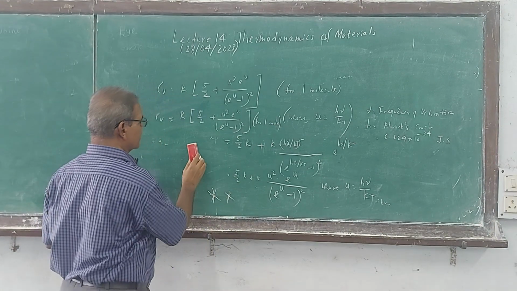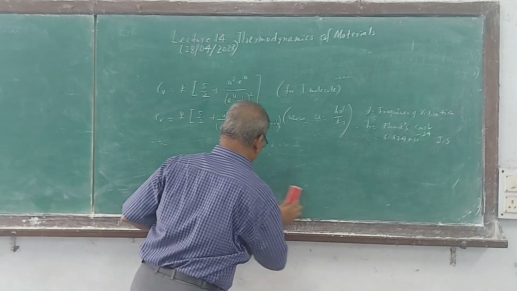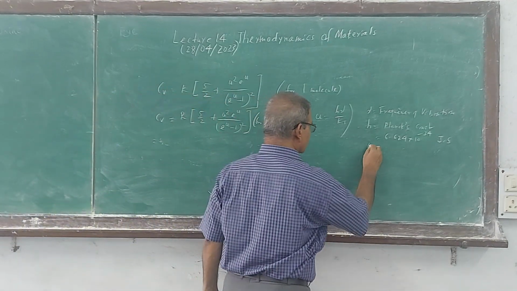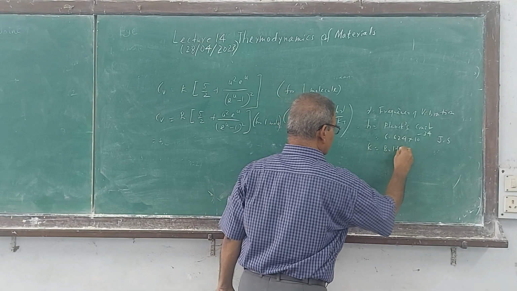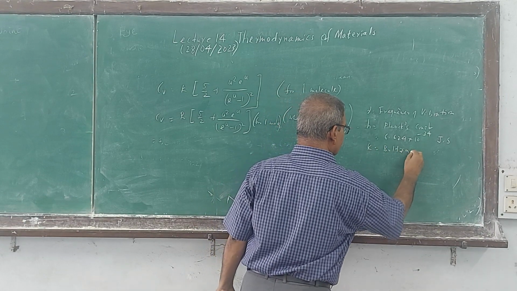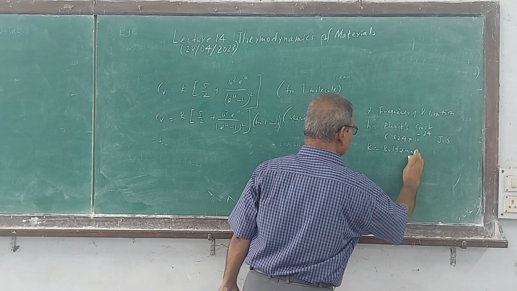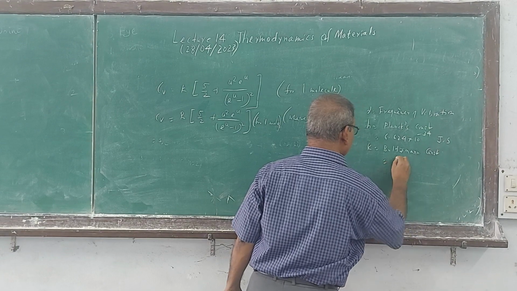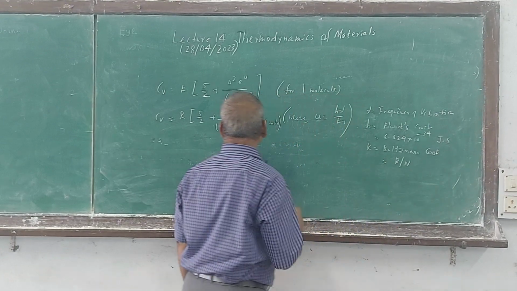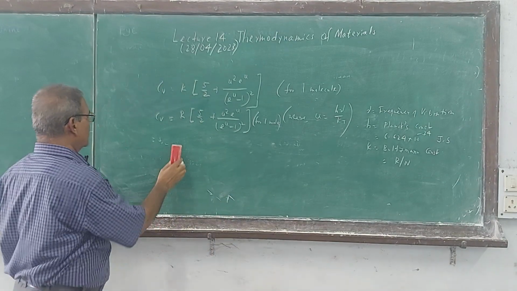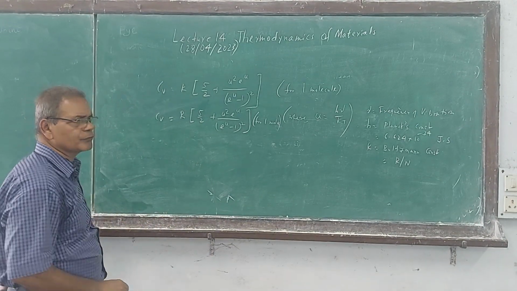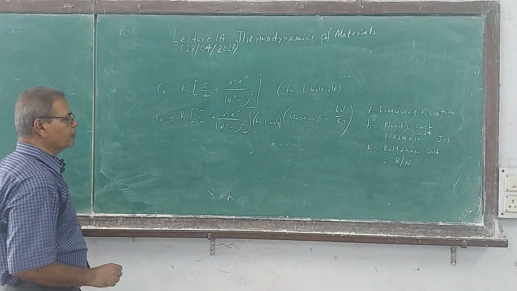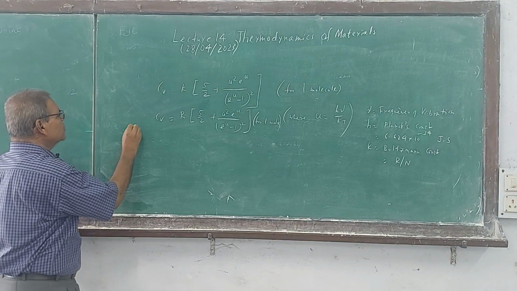These two expressions I have given you. And k is the Boltzmann constant, which is R by n. Okay, very good. That's it. Consider now two cases.